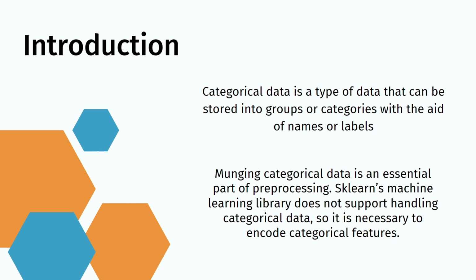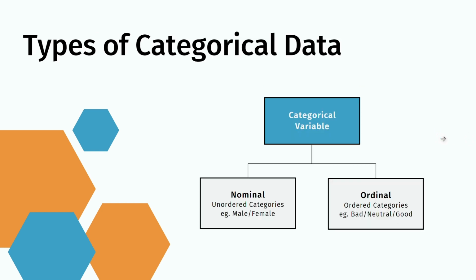Another example would be a vehicle, where they can ask you if it is a two-wheeler or four-wheeler. Again, that's categorical data. Now, munging of categorical data is a really important part of pre-processing. That is because the machine learning library in Scikit-Learn does not handle categorical data well. So we have to encode these features into numerical values so that the model can be trained well. That's why we have to handle these.